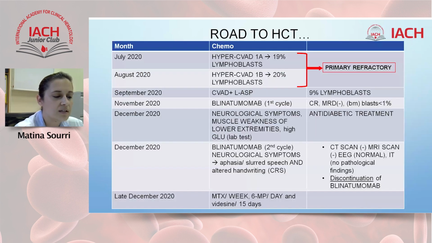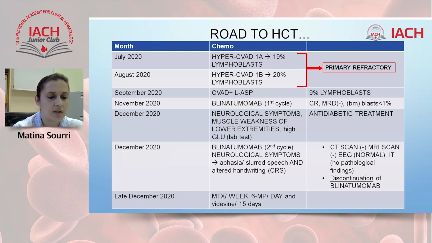So once the diagnosis was made, she started induction following the hyper-CVAD regimen. After 2 cycles, in the disease assessment, due to the number of blasts still being relatively high, at 19 and 20% respectively, the disease was characterized as primary refractory. So after undergoing an additional cycle of chemo with CVAD and asparaginase, with significant reduction of the blast percentage in the bone marrow, she was given a cycle of blinatumomab.